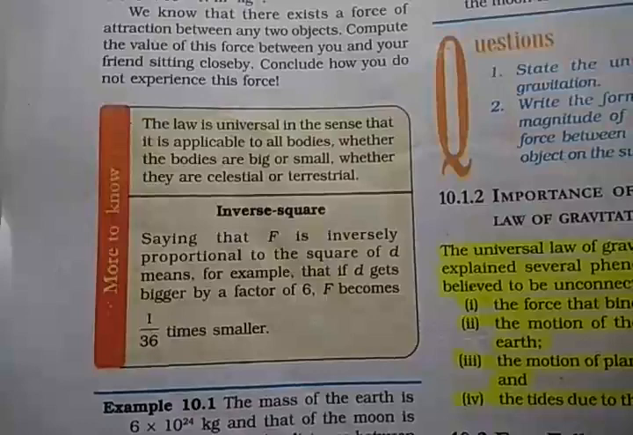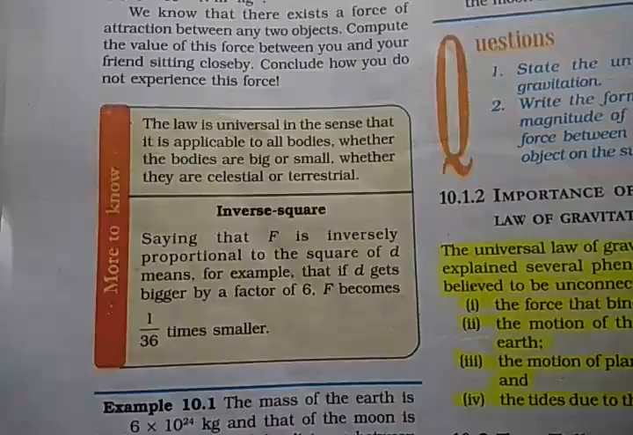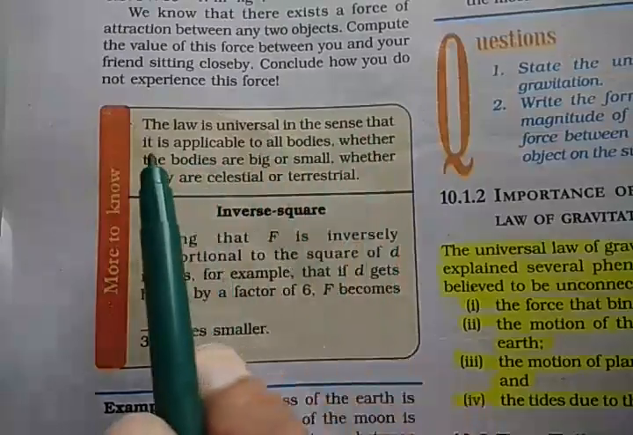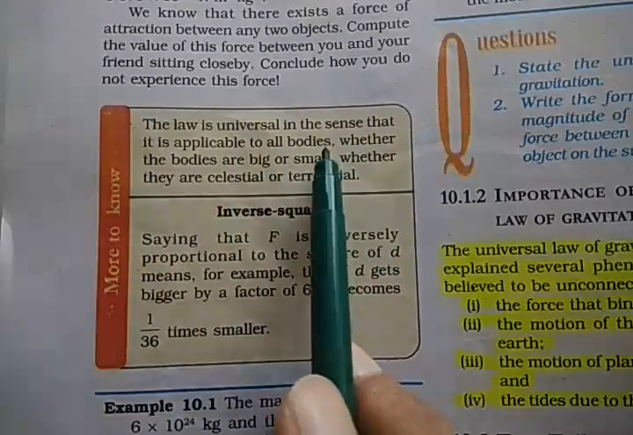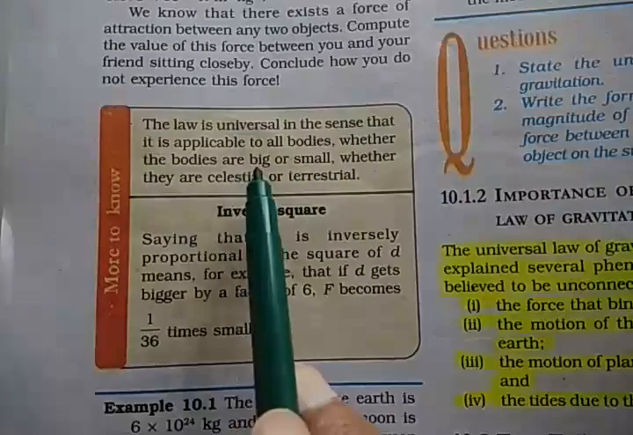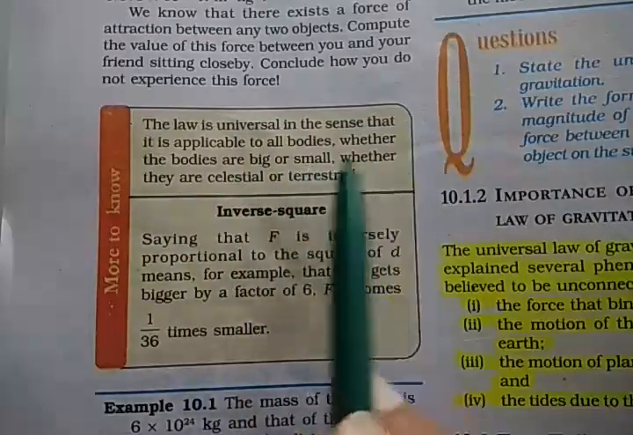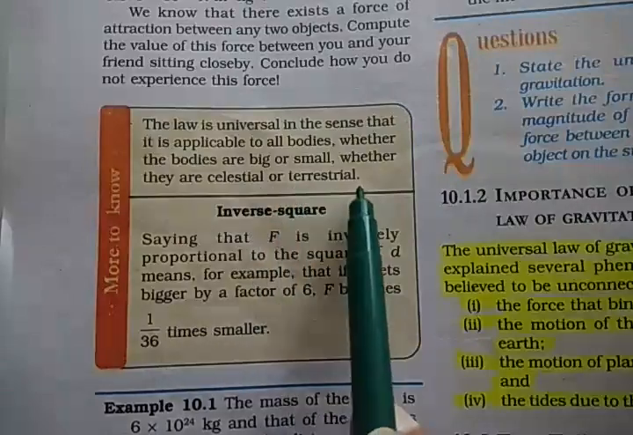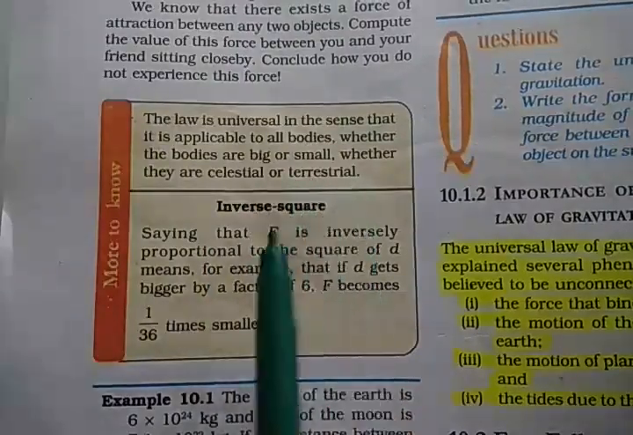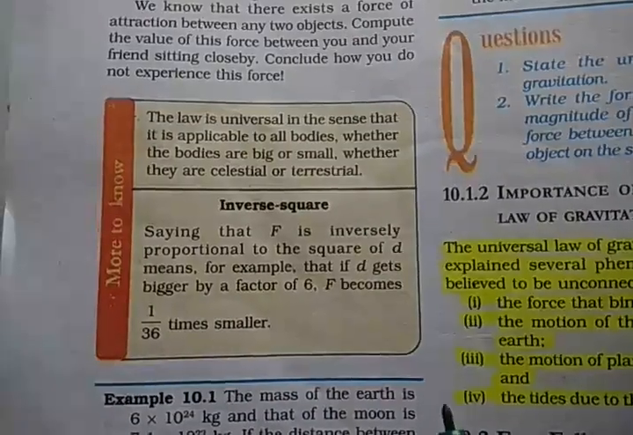And something more. The law is universal in the sense that it is applicable to all bodies. That's why we call it the Universal Law of Gravitation. Whether the bodies are big or small, whether they are celestial or terrestrial. Celestial means outside the Earth. Terrestrial means what is there on the Earth.